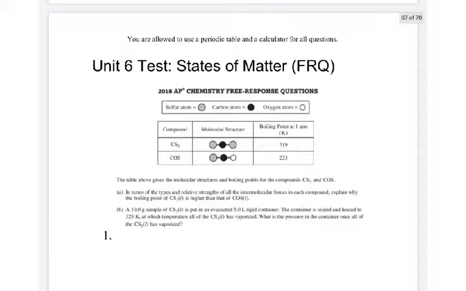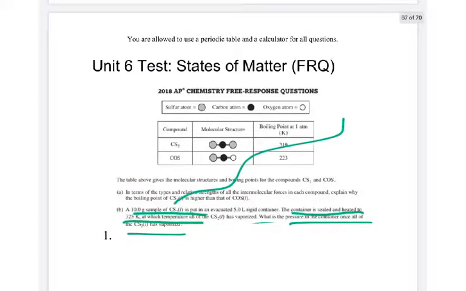A 10-gram sample of CS2 is put into an evacuated 5.0 liter rigid container. The container is sealed and heated to 325 Kelvin, at which temperature all of the CS2 liquid has evaporated. What is the pressure of the container once all the CS2 has evaporated? Well, I think we have to use PV equals nRT. And CS2 has a molar mass of, well, I don't know. Let's see what the molar mass is.